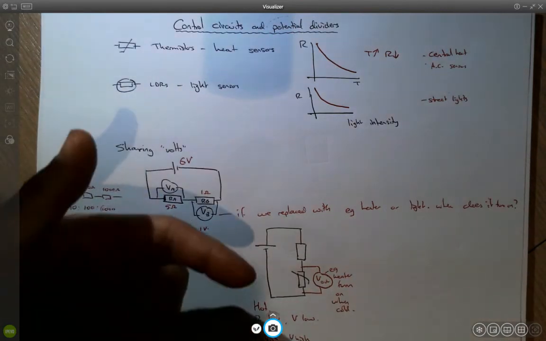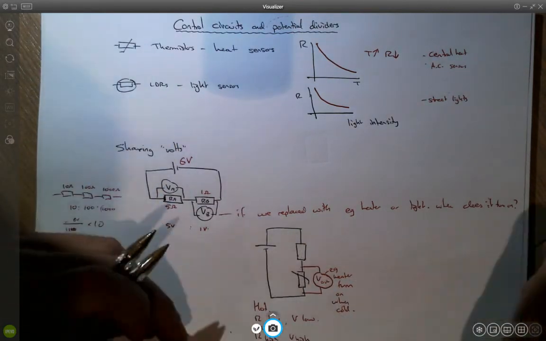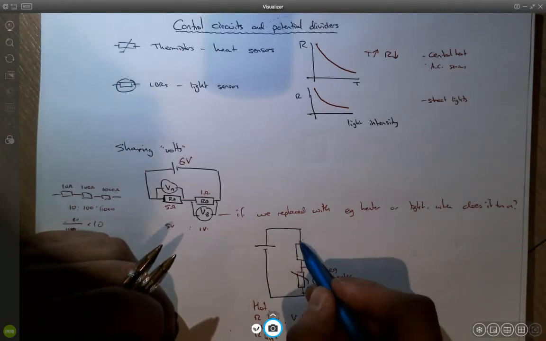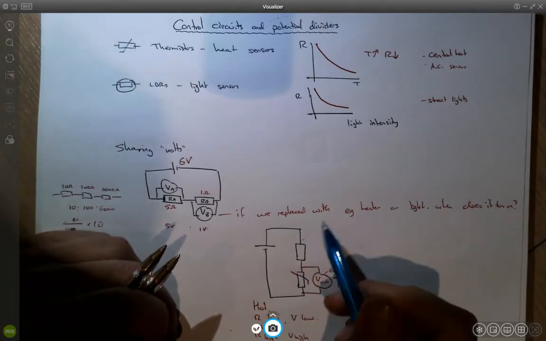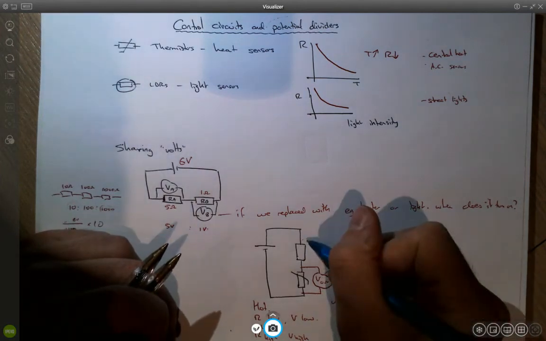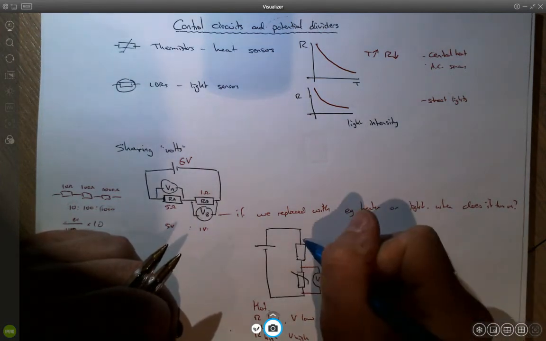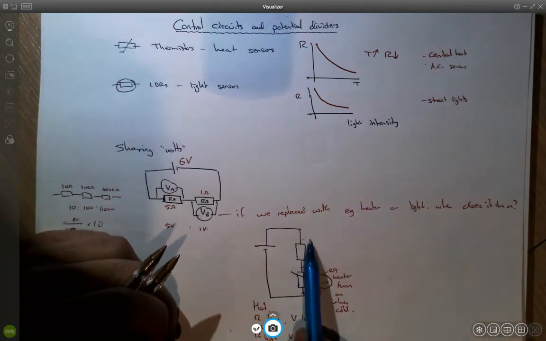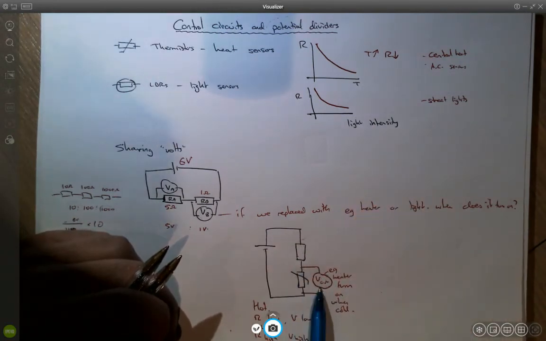If you put the V out over here, it would do the reverse. It would have a high potential difference when it's hot, and a low potential difference when it's cold, because it's going to get the opposite share of the potential difference to whatever this one's getting.